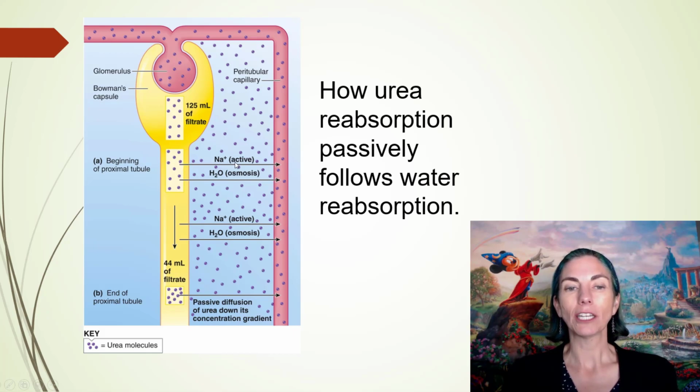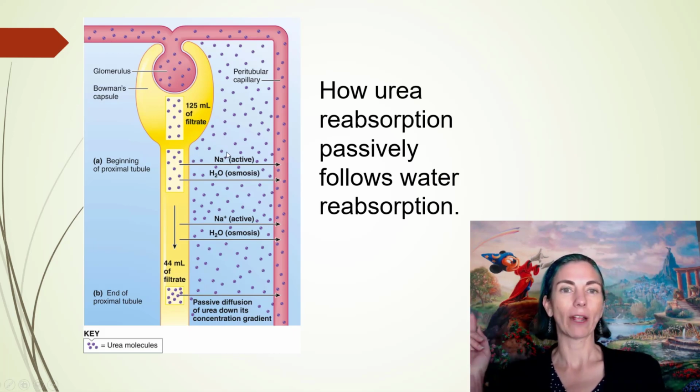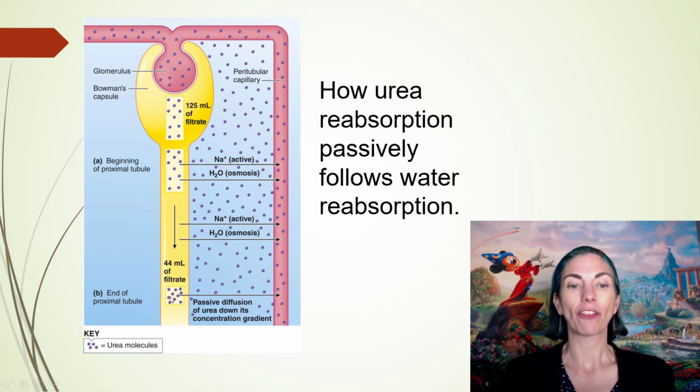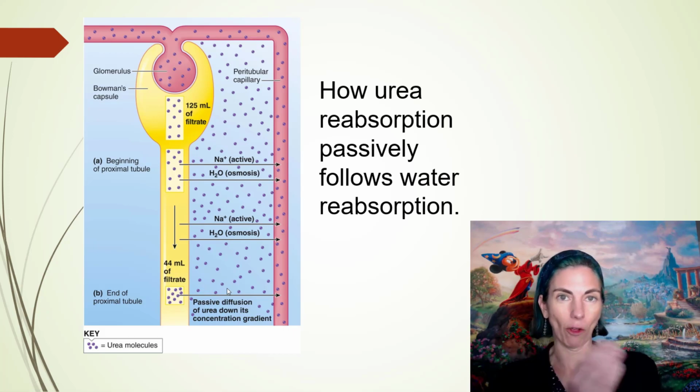But as you move sodium over and then chloride follows and glucose goes and amino acids go, water's like, where are the solutes going? It's going that way, so I'm going to go that way. And then that dehydrates the filtrate, leaving the urea behind. And so now you can see that urea is much more concentrated here. So now urea is going to follow its own concentration gradient and follow water.